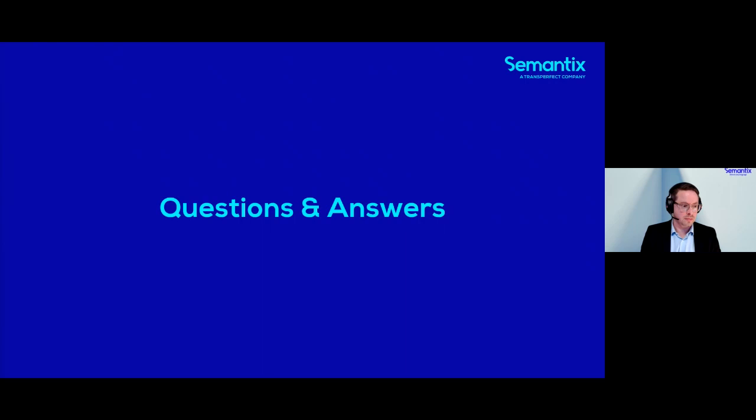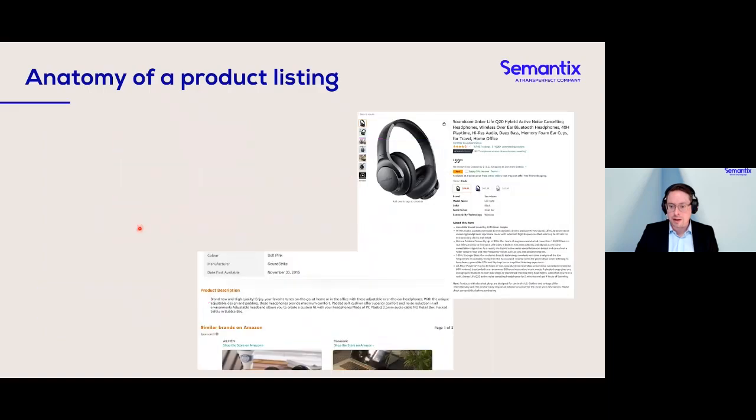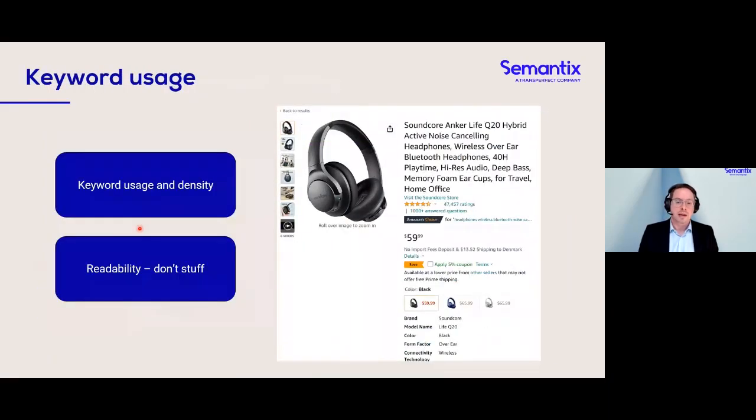Okay, we have another one here. Can you get a penalty from Amazon if you optimize too much? So if you remember, I'm just going to go back here to the slide. Keyword usage and density are really important factors, but readability is also really important. Like many other search engines, it's looking to provide the best experience. And so readability is really important. Don't overstuff. Yes, you can. It can actually affect how you're going to rank. So provide a good experience, provide readable text, use your keywords in a good way.